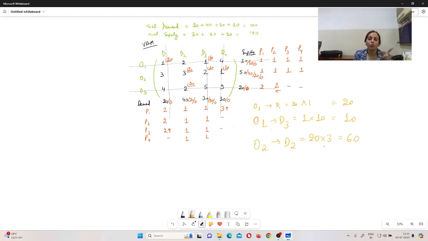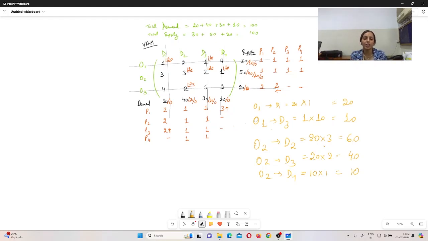Now from O2, we have given to D3 also. O2, we have given supply to D3. How many units? 20 units at a rate of rupees 2. So 20 multiplied by 2, that will be 40. Right? Now from O2 to D4 also we have transferred. O2 to D4, how many units? 10 units at a rate of rupees 1. So 10 units multiplied by 1, that will be 10 rupees.